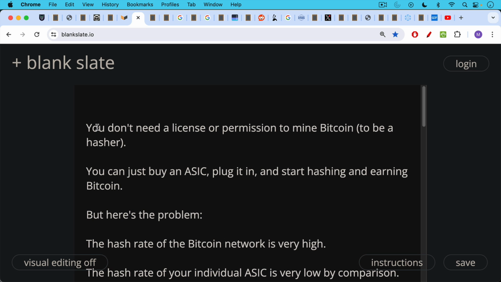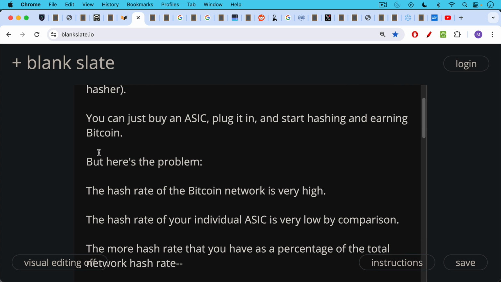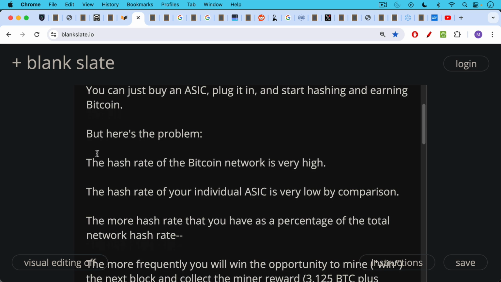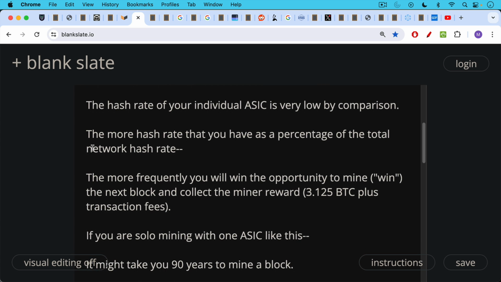But here's the problem. The hash rate of the Bitcoin network is very high at the moment, and has been very high for many years. The hash rate of your individual ASIC, your individual mining rig, is very, very low by comparison. Now, the more hash rate that you have as a percentage of the total Bitcoin network hash rate, the more frequently you will win the opportunity to mine the next block and collect the Bitcoin miner reward, which is currently the miner subsidy, 3.125 Bitcoin plus transaction fees.